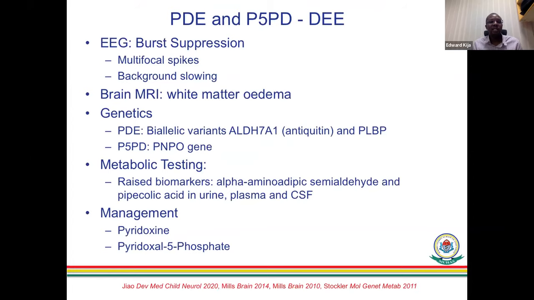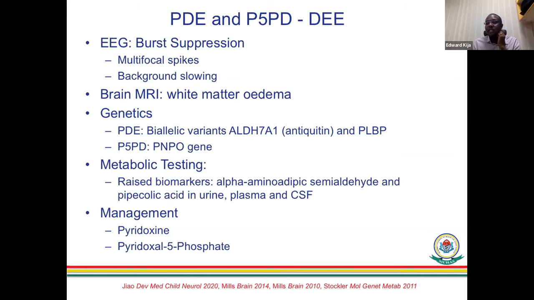The classic EEG finding in this condition is the burst suppression pattern, but multifocal spikes as well as generalized slowing have been reported, particularly before the initiation of treatment. When you initiate treatment, the abnormality tends to subside. The brain MRI may also show white matter edema.